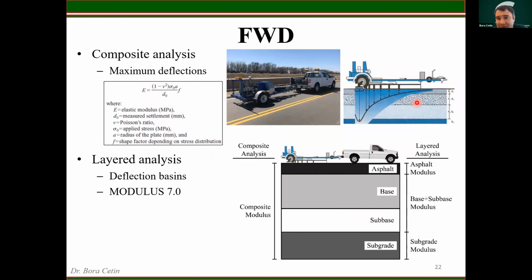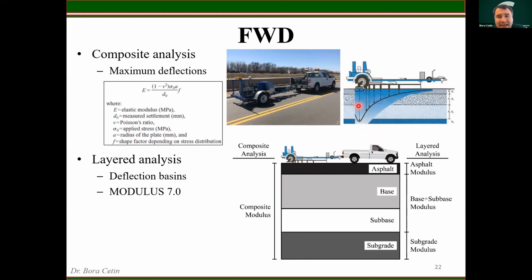Basically, you have these sensors beneath your falling weight deflectometer, and you have the load that you apply at the back of your trailer. And then you get these deflection basins, and you can back calculate by using this deflection basin. You can do layered analysis, or you can do back calculation using only the center sensor, not through the deflection basin.